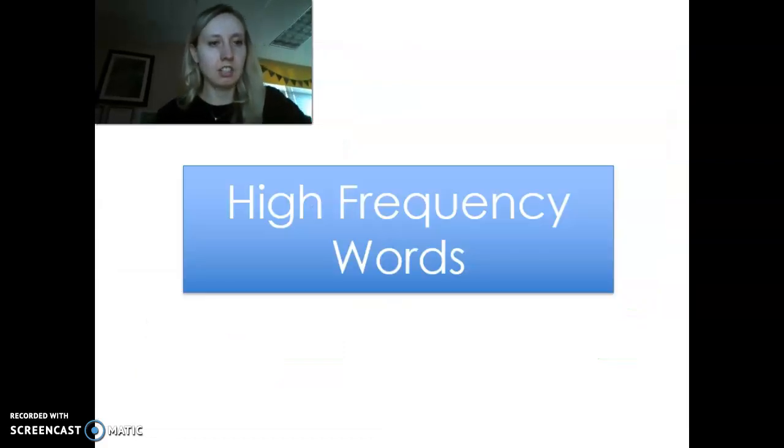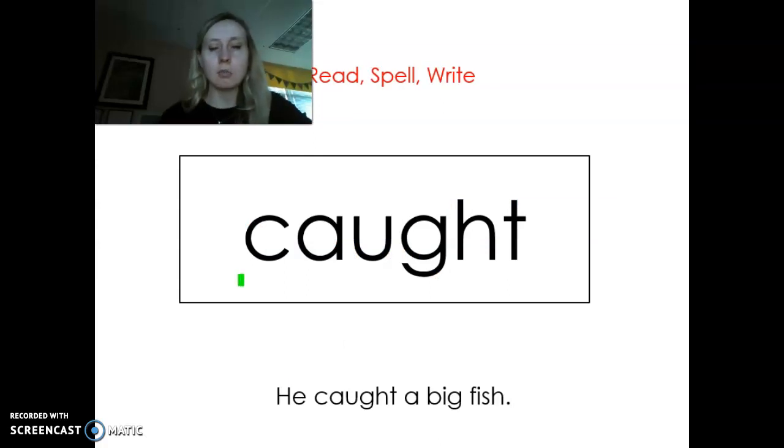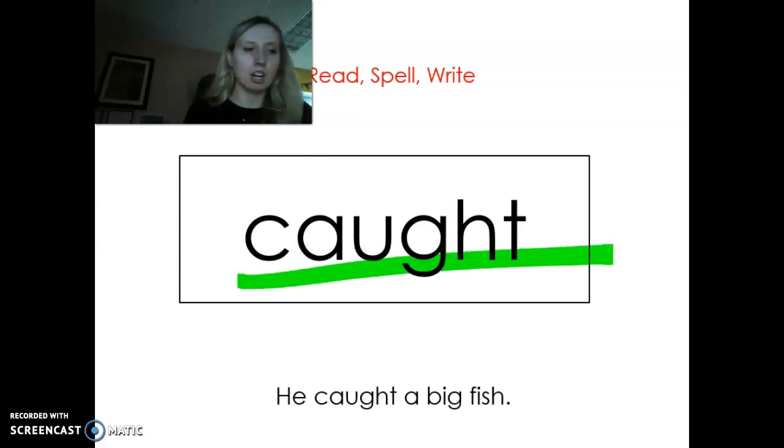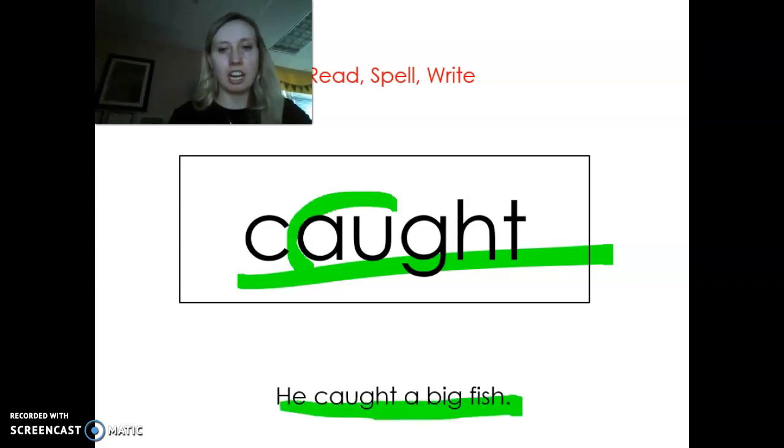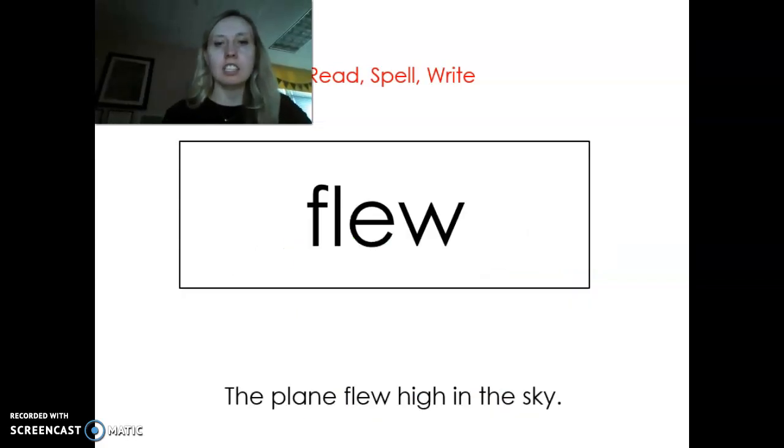Okay, let's look at our high frequency words. This is the word caught. Read the word with me. Caught. The word caught is C-A-U-G-H-T. Read the word with me. C-A-U-G-H-T. Let's write it in the air. C-A-U-G-H-T. He caught a big fish. A-U says awe.